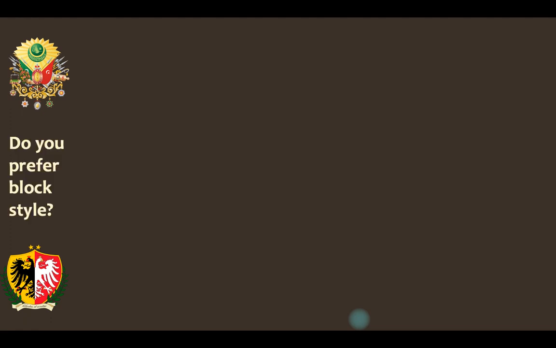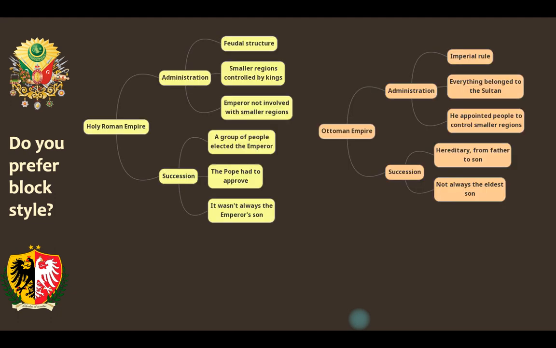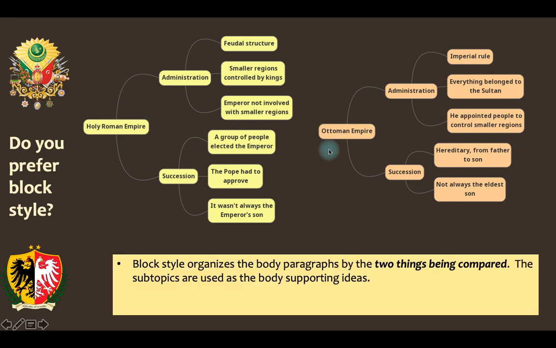So that was the point-by-point structure. But do you prefer block style? Let's take a look at the mind map in a block style structure. And you'll see that at the top level here, it's very different. We no longer have administration and succession. Now we have Holy Roman Empire and Ottoman Empire.